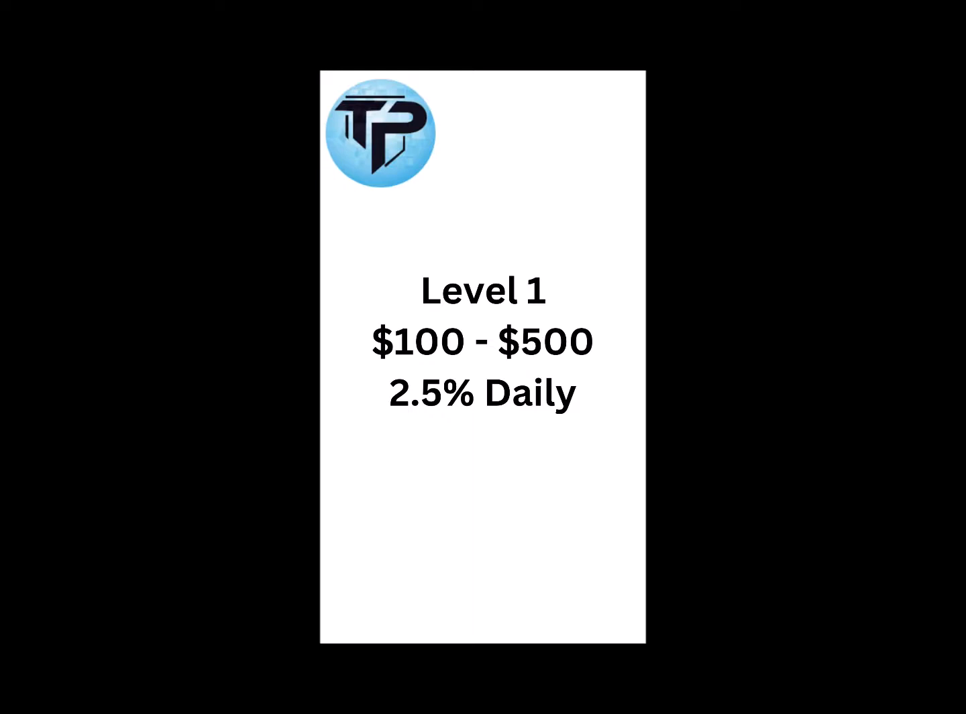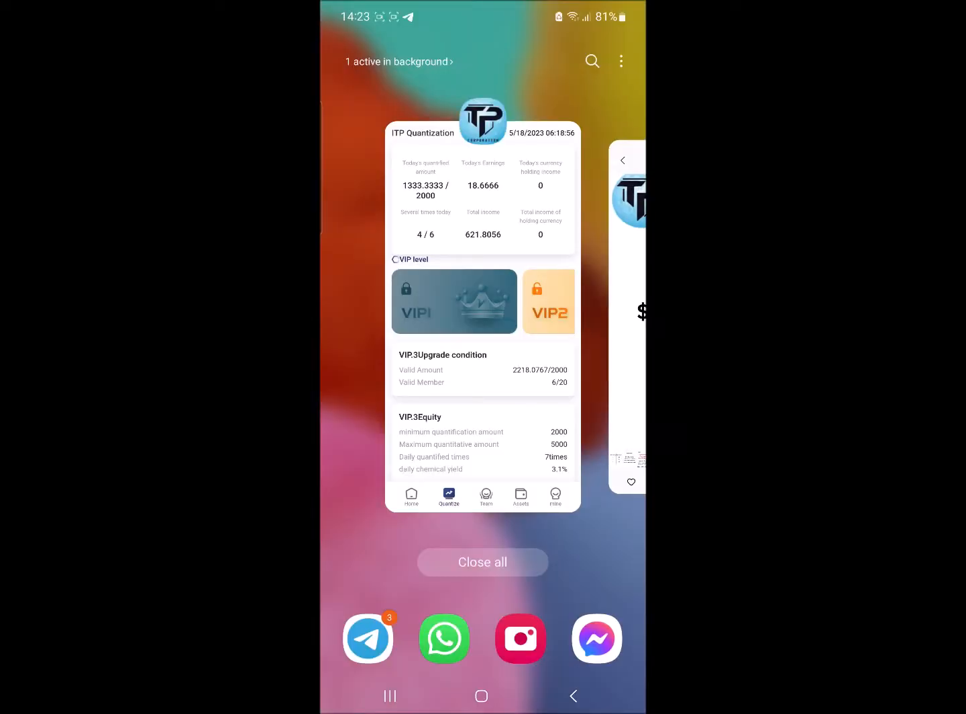Now, when you start, you'll be on level 1. At level 1, you start with a minimum of $100 and a maximum of $500. And for that, on the quantitative trading, you will make 2.5% every single day.